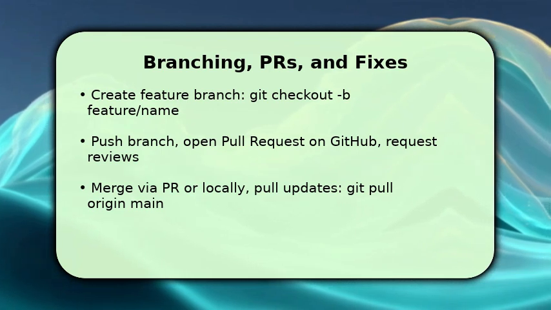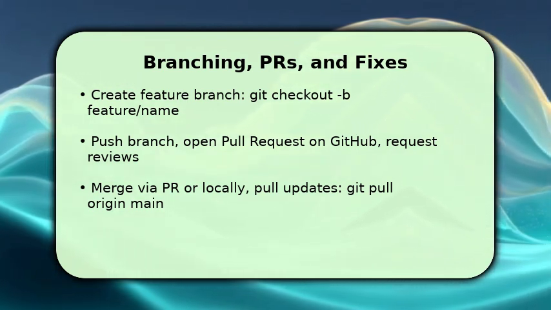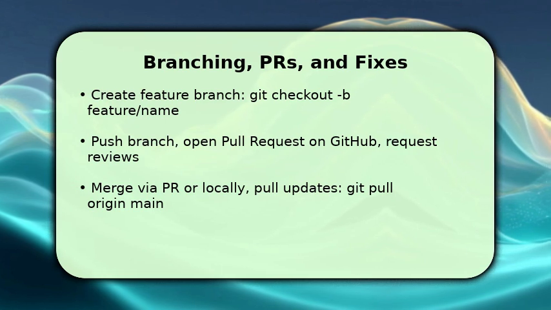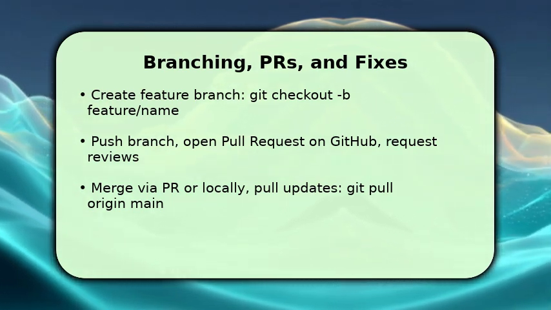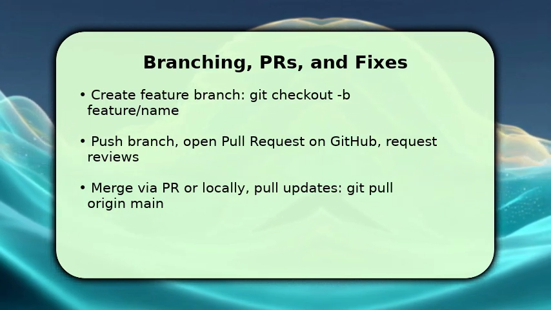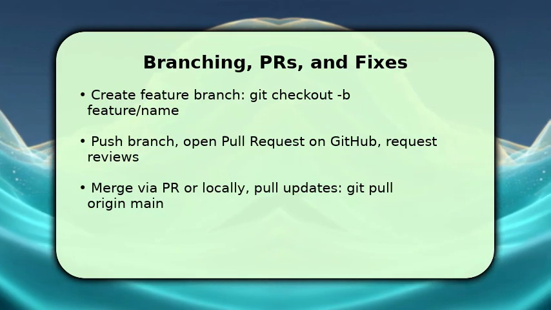Once approved, merge via the GitHub UI or locally with git checkout main followed by git merge feature/name, then git push. If something goes wrong, run git status to inspect. git log --oneline to trace commits, and use git reset or git revert as appropriate.